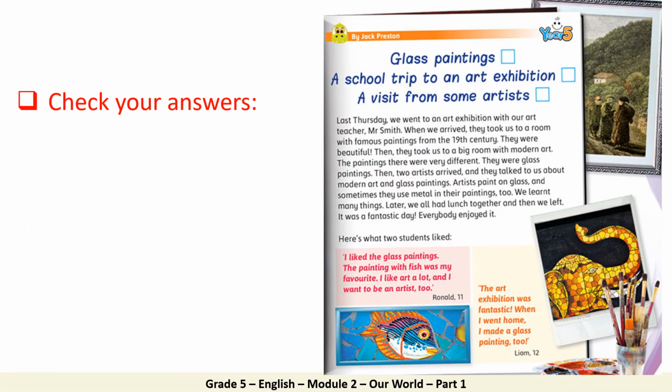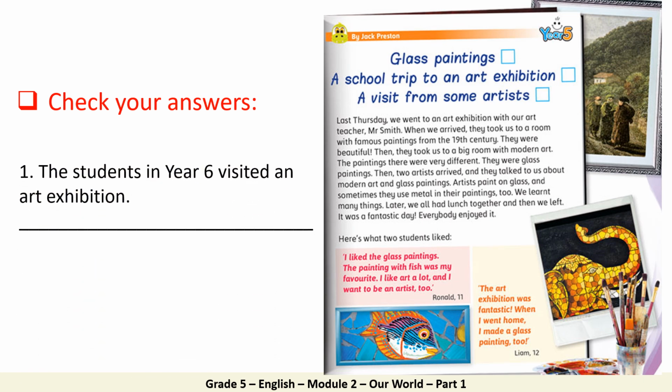Okay, let's start checking the answers. Number 1. What is the mistake in this sentence? The students in year 6 visited an art exhibition. Well, the mistake is year 6. Why? Well, if you look up on the right, you will find that the correct answer is year 5.